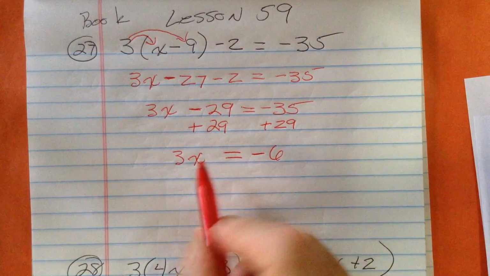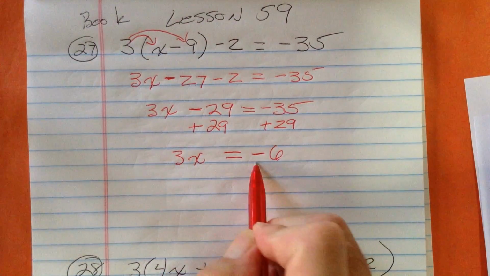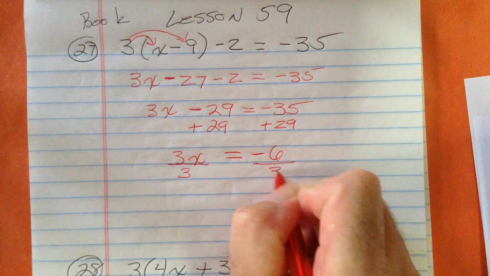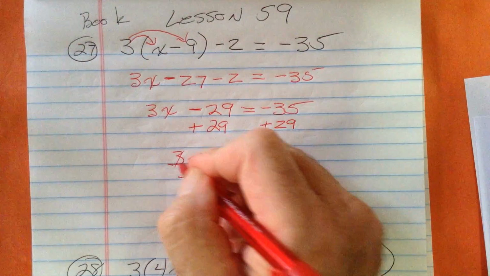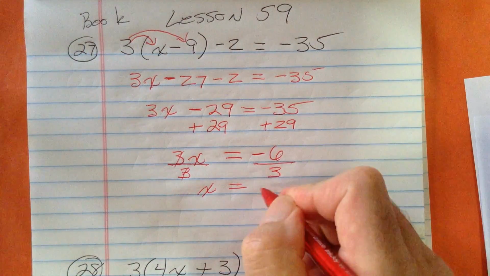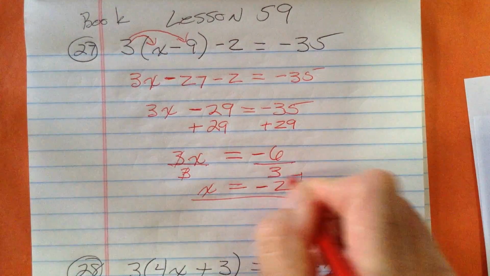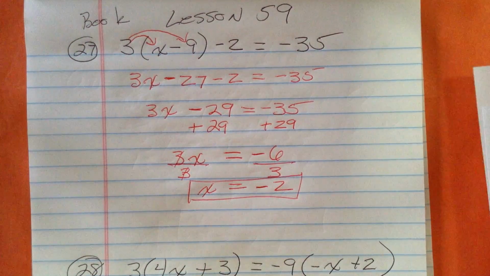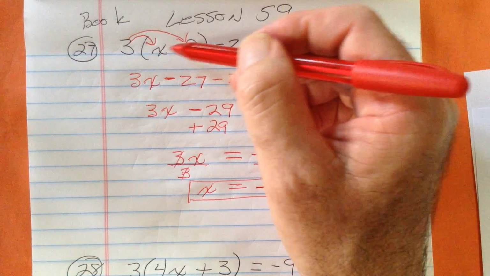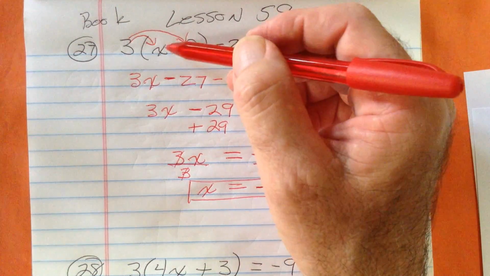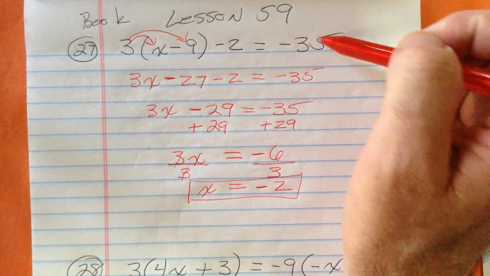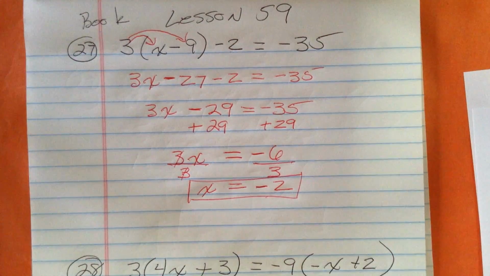So now it's down to finding 3 times something equals negative 6. Well, the opposite of multiplying is dividing, so I divide both sides by 3. 3 divided by 3 is 1x, or x, and negative 6 divided by 3 will give me negative 2. So this will be the answer. If you put negative 2 in for x and do the problem, that'll be negative 9, negative 11, negative 33 plus 2, negative 35. Yep, so negative 2 is the right answer.